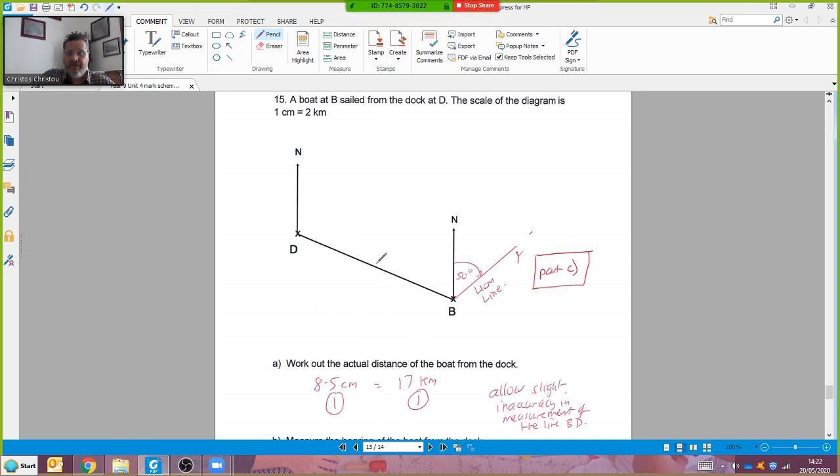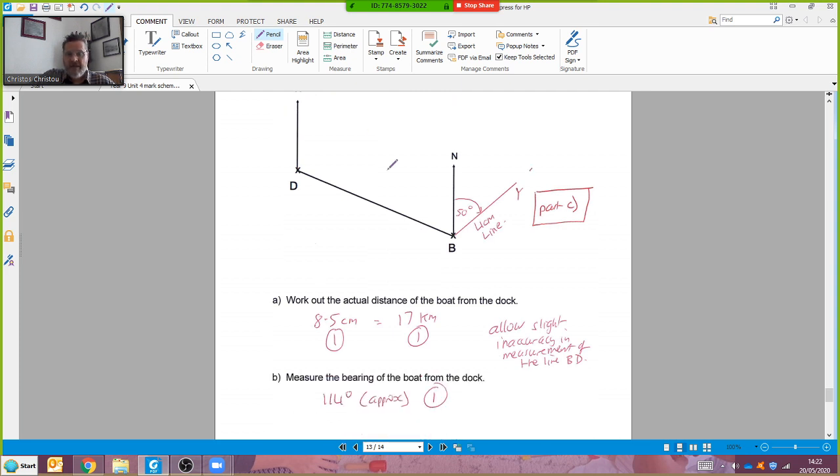I measured it as 8.5 centimetres, so double it up to respect the scale and you'll get 17. I don't really mind what you got. I would like to have seen something like that to show that you're doubling up and giving due consideration to the scale. 2 marks for that.